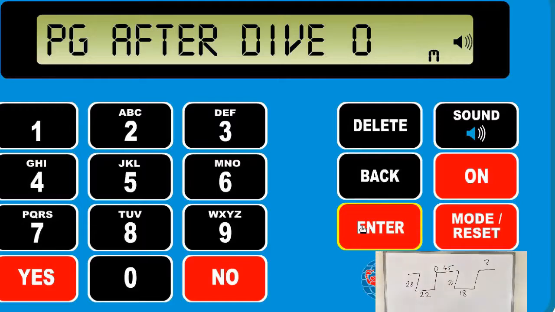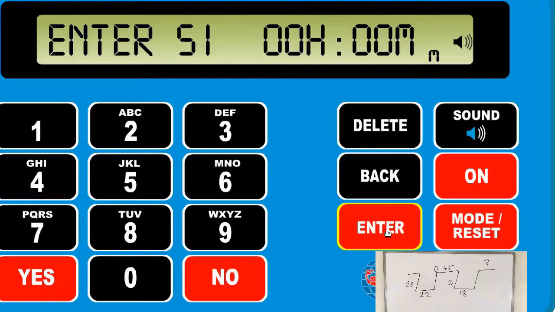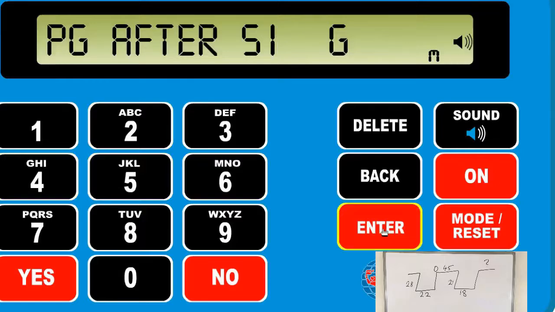And then it asks us what our surface interval is. Well, it's 45 minutes, so I can plug that in, click enter, and the pressure group after that is a G.